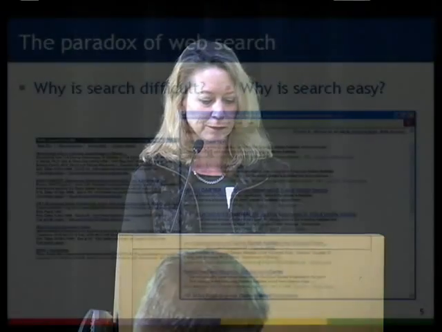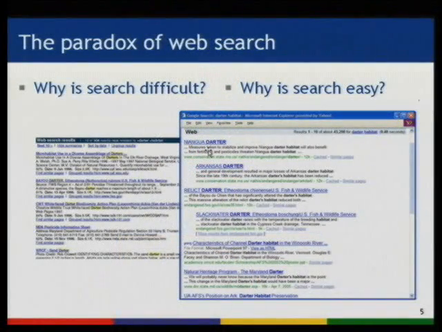Part of why I put this here is that this is the first figure in the book, an image that Jan Pedersen put together comparing the InfoSeek interface from 1997 with the Google interface on the same query in 2007. And the point he makes is, these are very similar. And why is that? Why does it look almost the same?